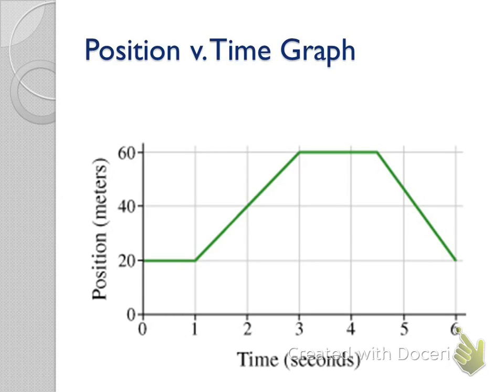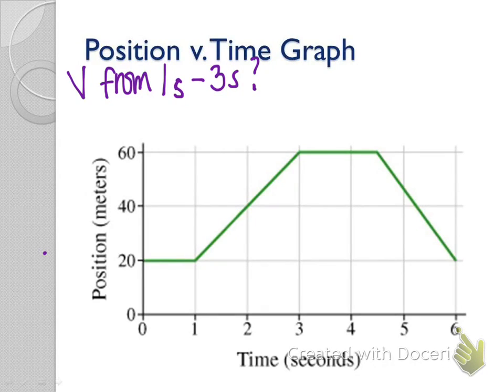All right, let's take a look at this position versus time graph. This is the second one on your handout. We're going to do some math with this one. Okay, so I want you to find the velocity. What is the velocity from 1 second to 3 seconds? That means I want you to look at that specific time interval and calculate the velocity for me.